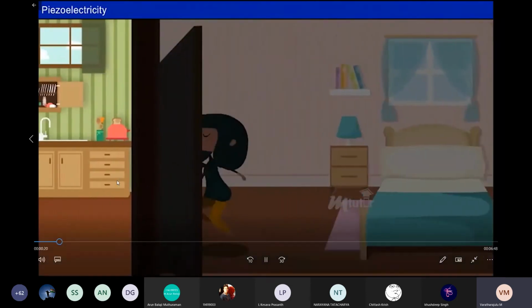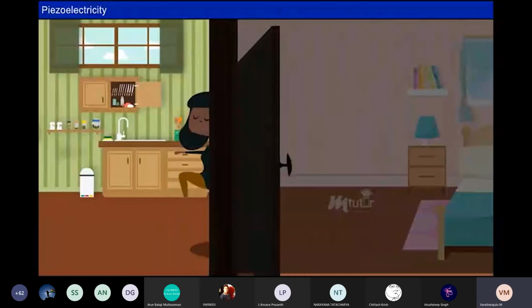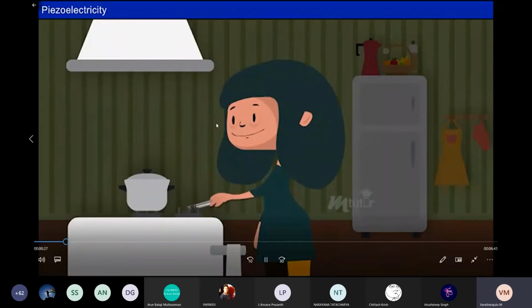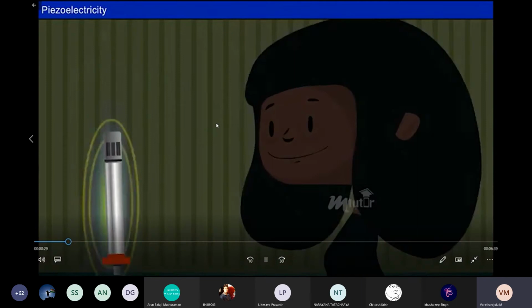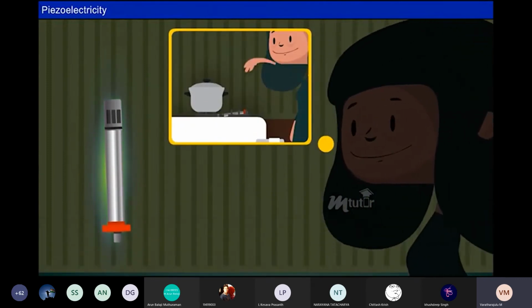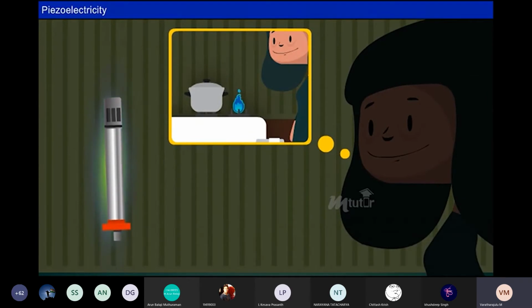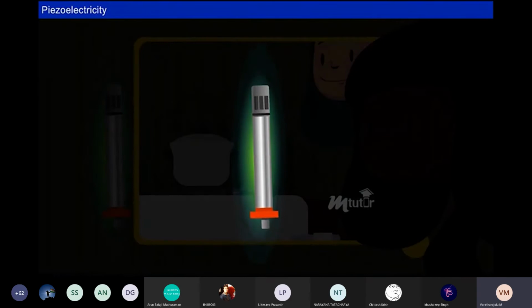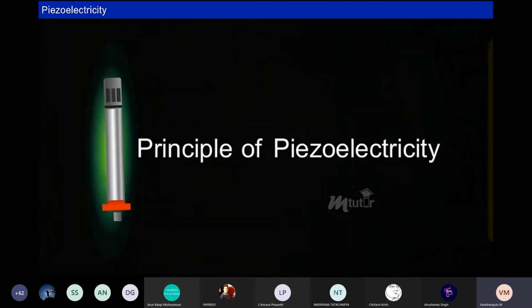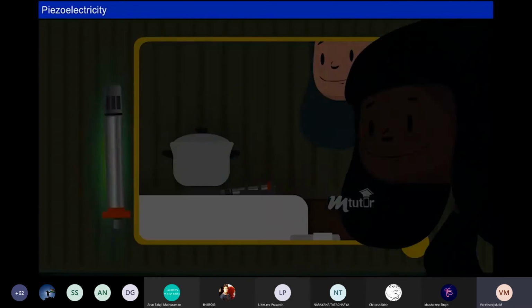As a morning routine, Malini walks up to the kitchen to make a hot cup of coffee. As she ignites the gas stove burner, Malini is struck by a curious thought. How come a simple click of a gas lighter results in a sparking fire? What could be the principle behind it? Well, the gas lighter ignites using the principle of piezoelectricity.